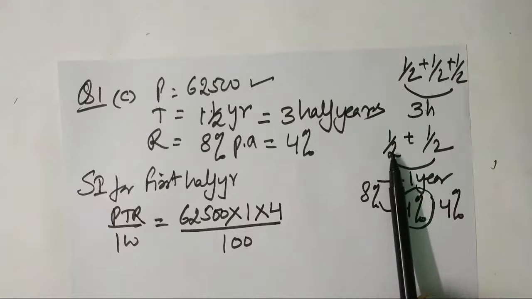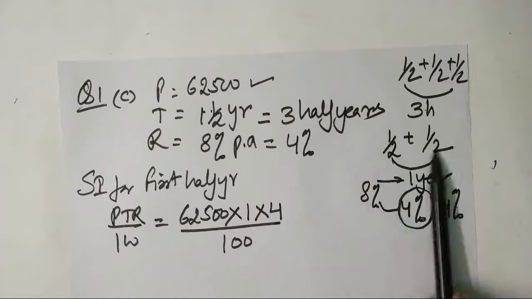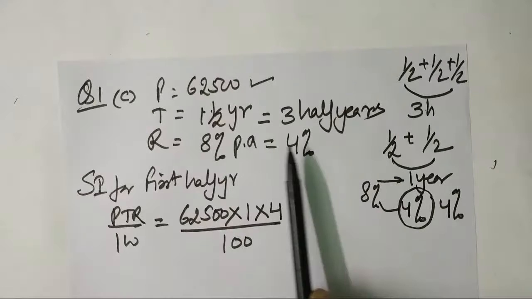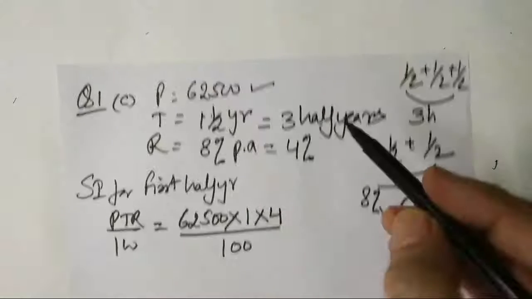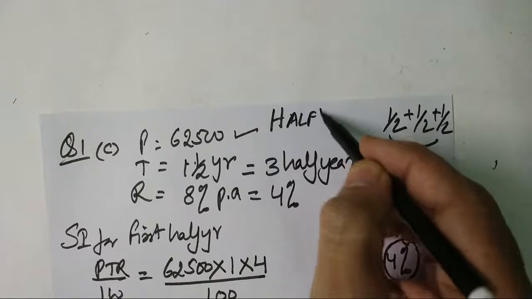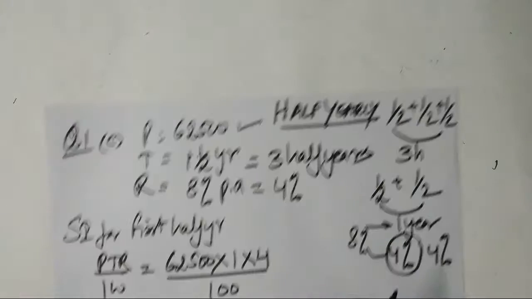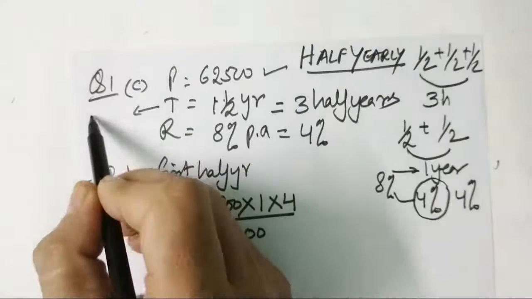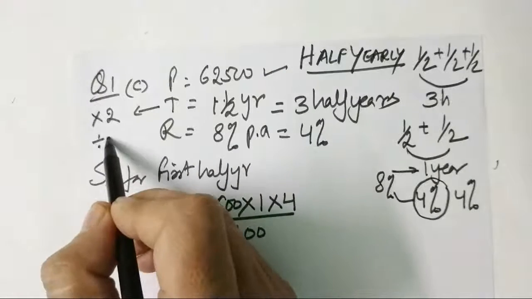You will get half year after 6 months, then another 6 months. So in 1 year you will get 2 times. So therefore this 8% will be divided by 2. So in short, you can directly say, if the question is written half yearly, then you have to only do one thing. The time you will make multiply by 2 and the rate you will do divided by 2.